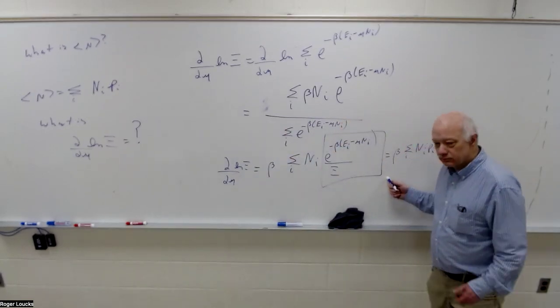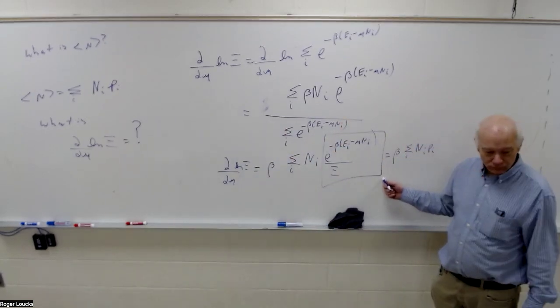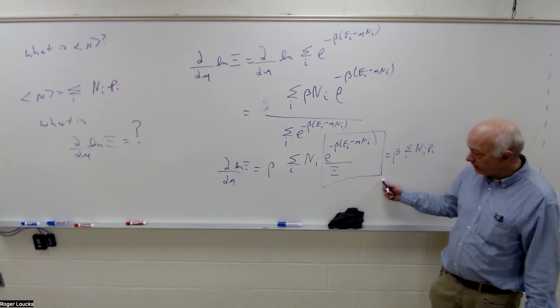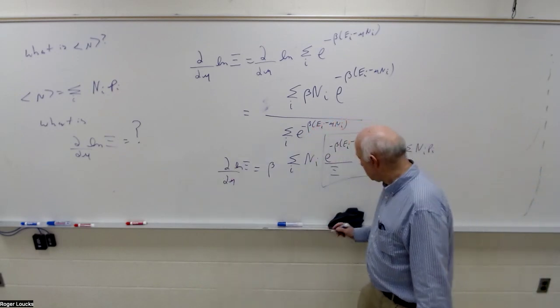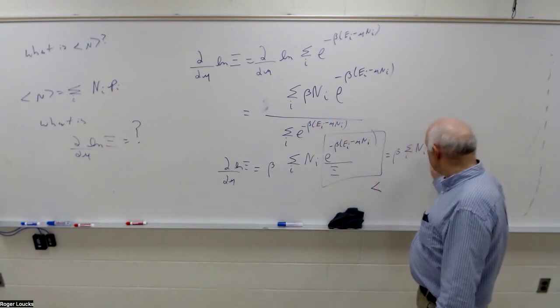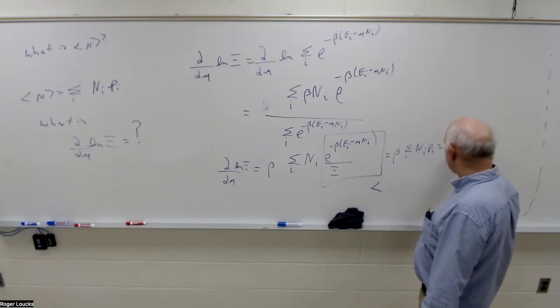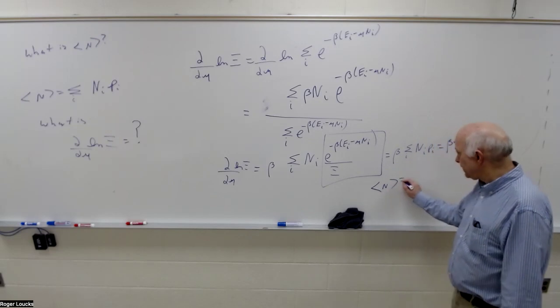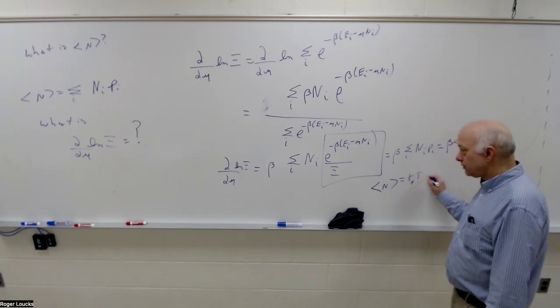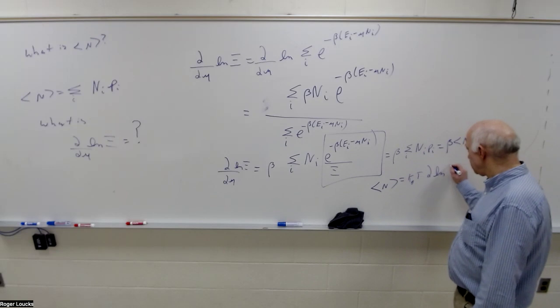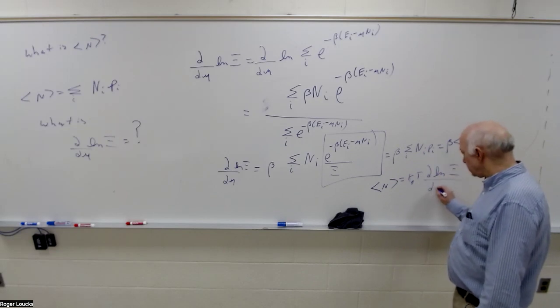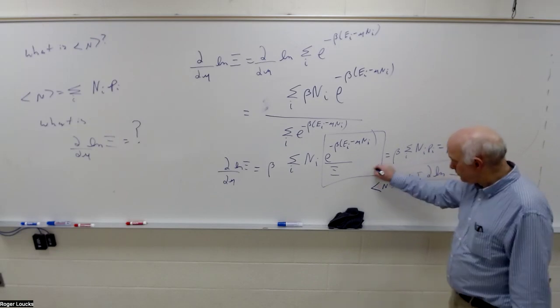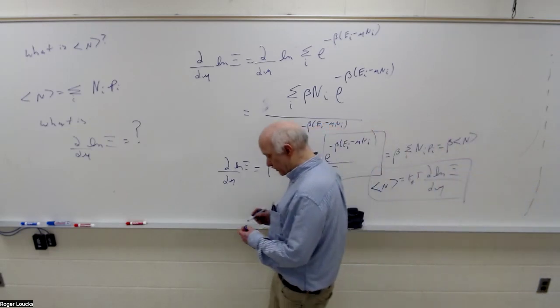And what is beta? 1 over k_B T, so I can take that to the other side here. So this is really beta times the expectation value of n. This tells me that the expectation value of n is k_B T times the partial of the log of the grand partition function with respect to mu. Okay, we're going to get a lot of mileage out of that guy.